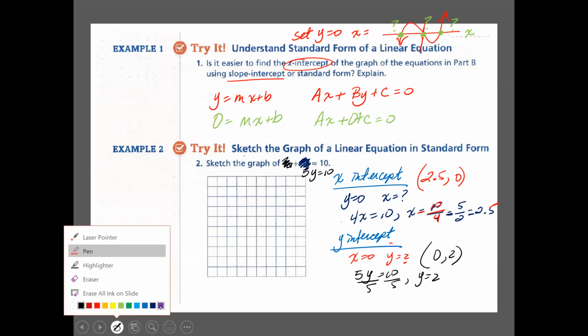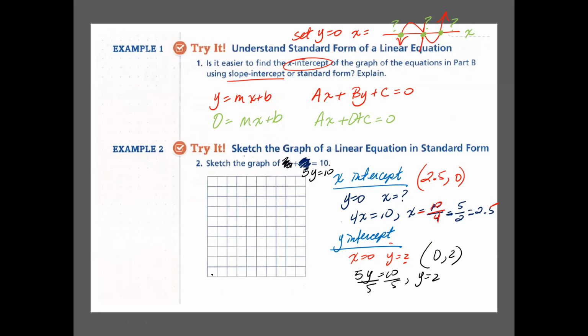So with that said, let's go ahead and graph this thing. On my grid, my first point is (0, 2). So 0, and then I'm going to go to 1, 2. There's my first point. Second is (2.5, 0), so 1, 2, 2.5, which is right here. All you have to do is connect those two dots, and that is going to be your line using standard form to graph.